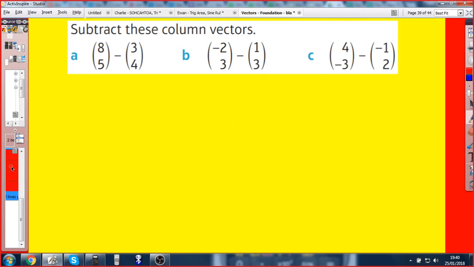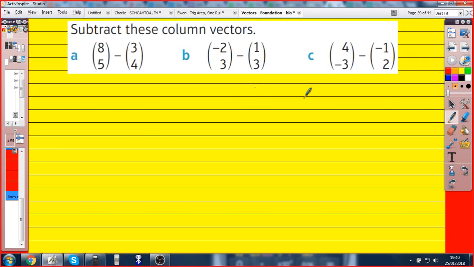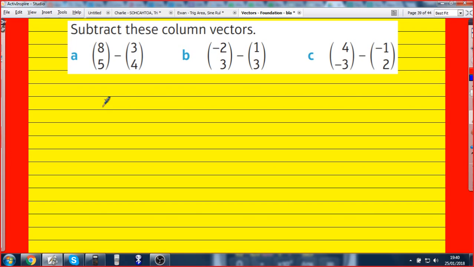Okay, subtract these column vectors. 5. Yeah. 1. Okay, B. Minus 3. 0. Yeah. 5. 5 minus 5. That's it.